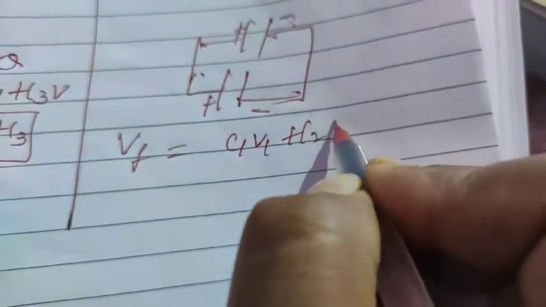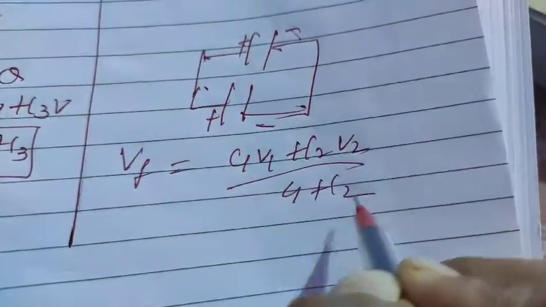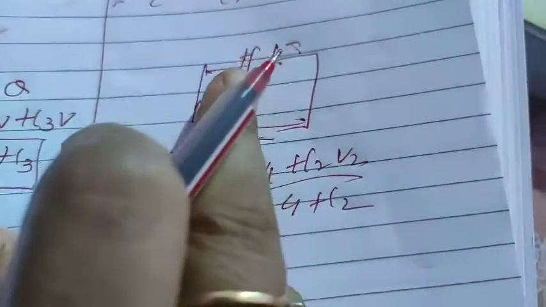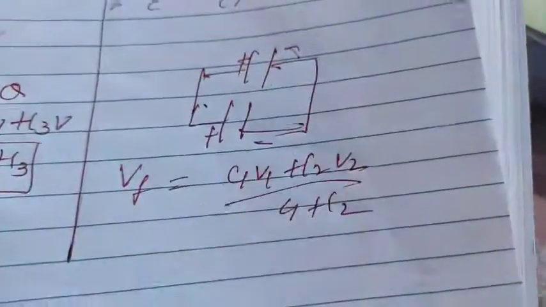This is also positive. This is negative plate. This is also negative. So you have to remember the final potential is how much? V final equals (C1V1 + C2V2) by (C1 + C2). Okay, see the polarity: both sides positive here, both sides negative there.